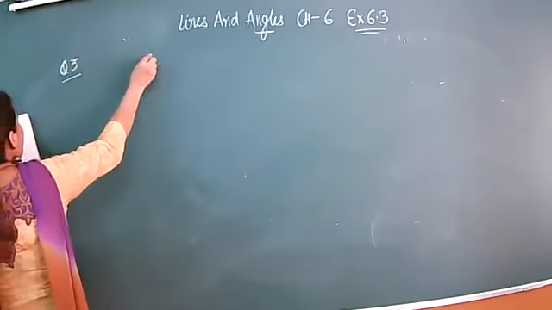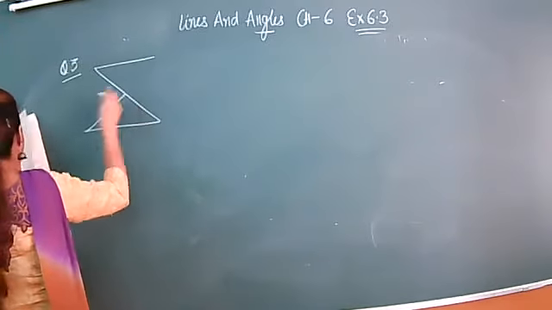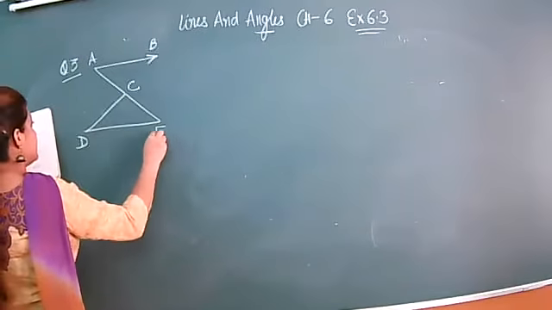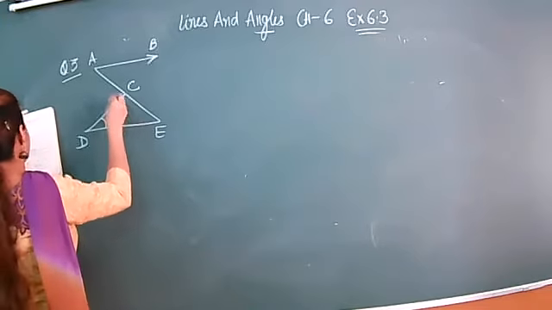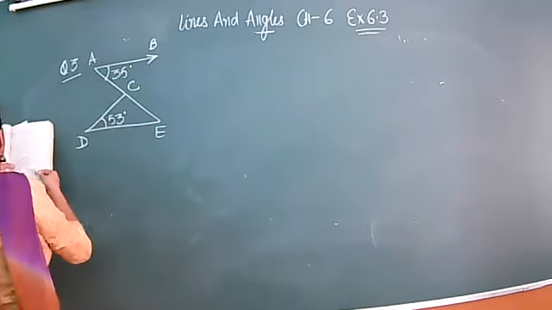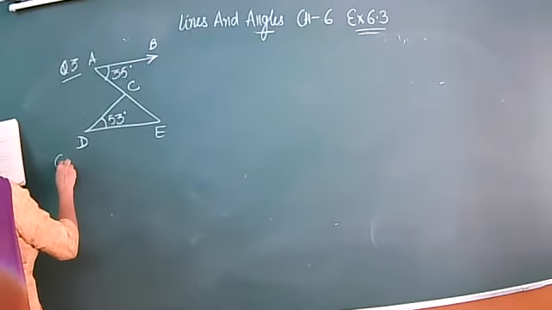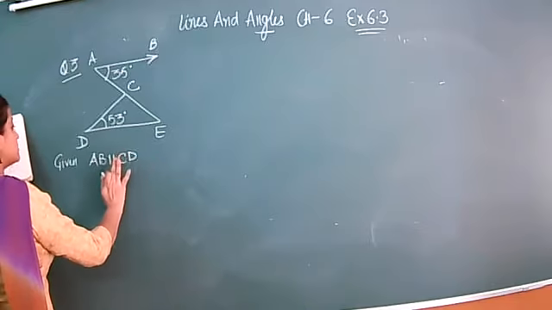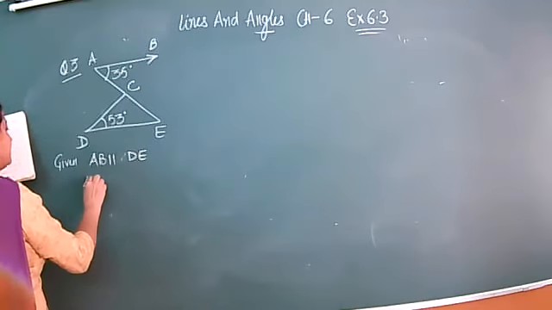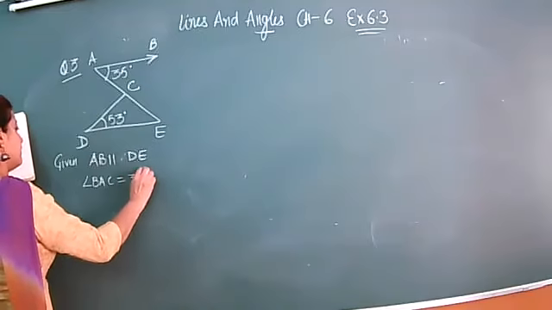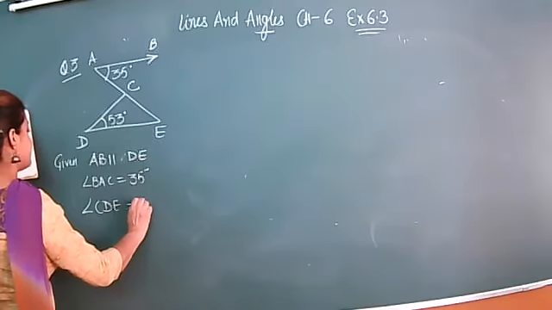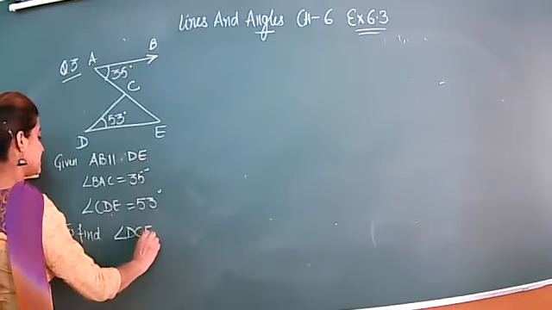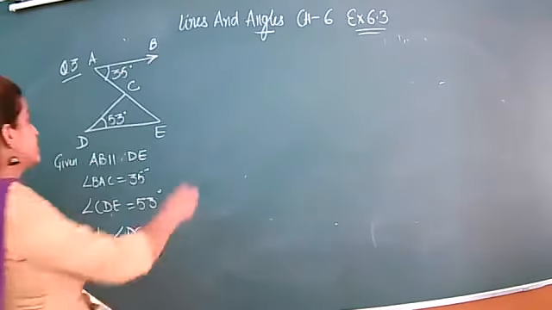Question number 3 is, you have given this figure A, B, C, D, E. This is your 53. This angle is your 35. In this, you have given AB is parallel to CD. AB is parallel to DE. Angle BAC is 35. Angle CDE is 53. And what we want to find is angle DCE. This angle we need to find.